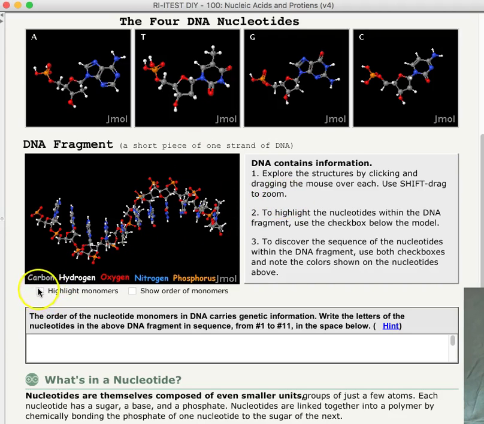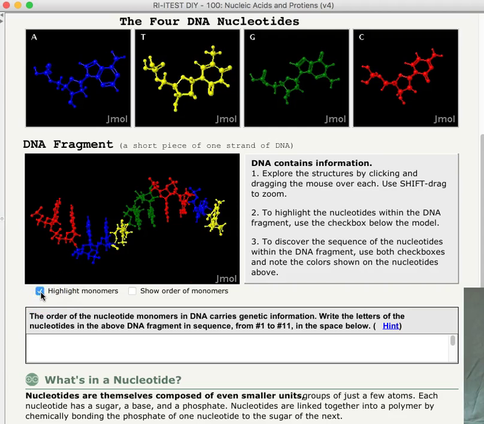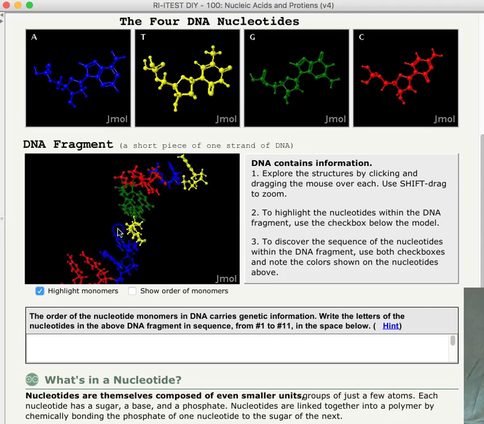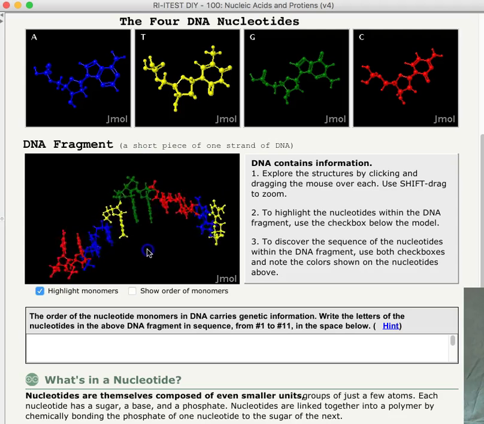So we want to kind of explore this structure a little bit because we're going to answer this question on your lab sheet. The order of the nucleotide monomers in DNA carries genetic information. So it's the order that you put these A, T, G, C's in that carries the information in DNA. It's like a binary code. And if we highlight these 4 different nucleotides here that have 4 different bases, you can see this is just half of a DNA strand.